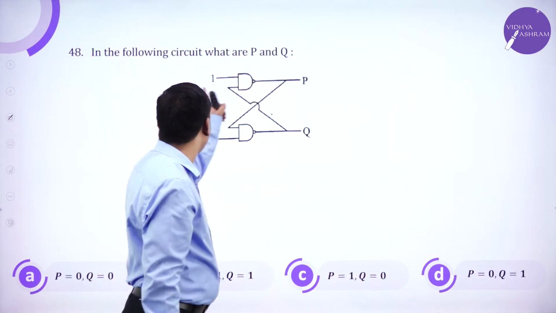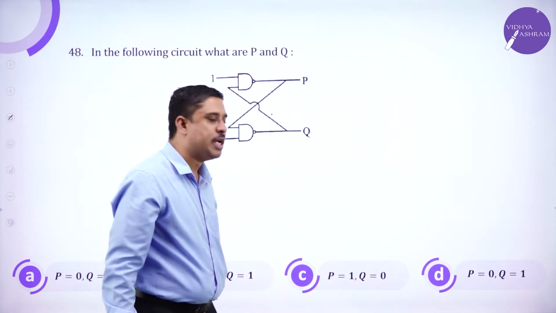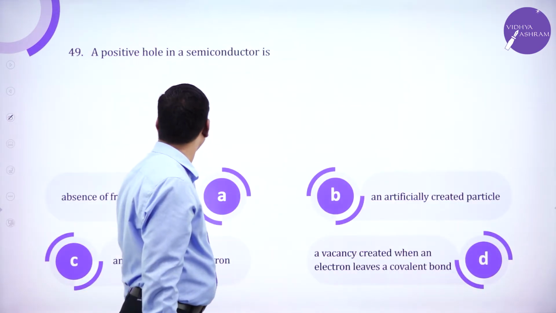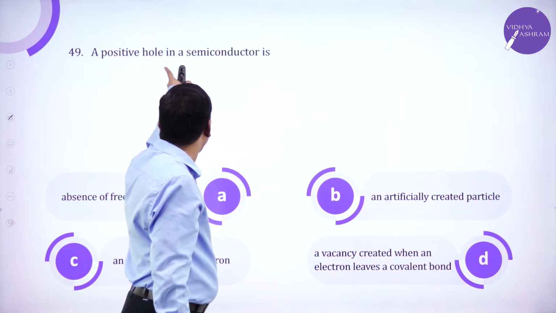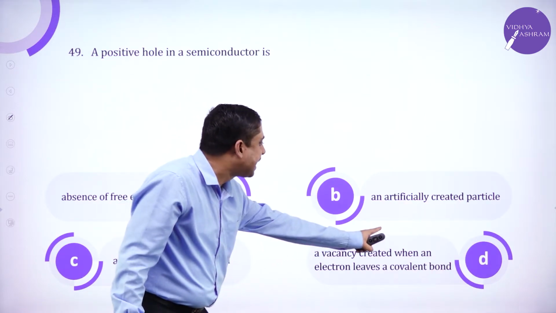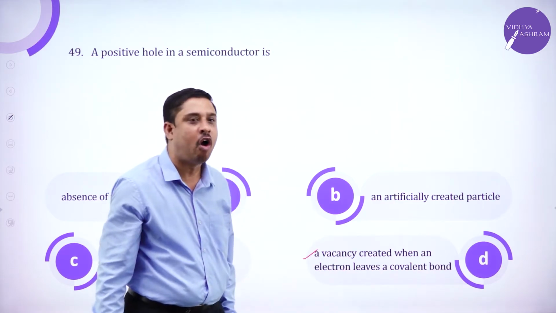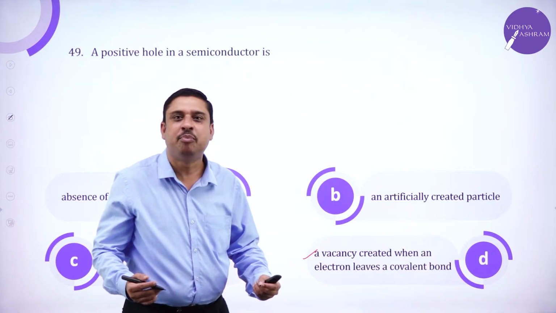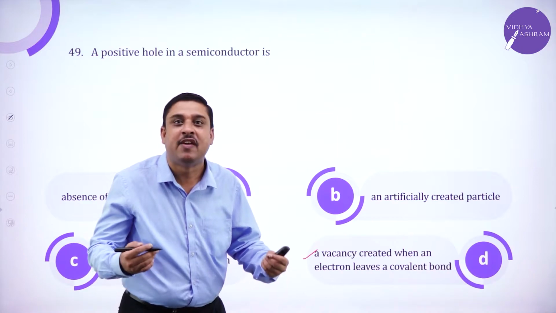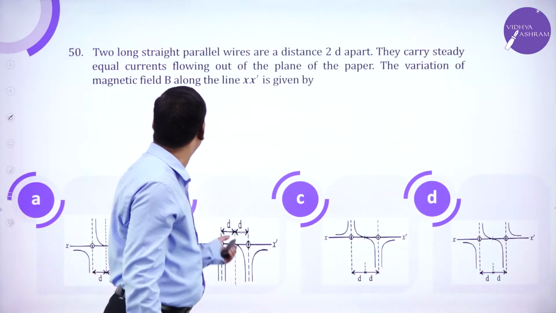Direct one. In the following circuit, what is the value of P? P is 0, Q is 1. Your timer circuit. You can refer to your books for the tables. A positive hole in a semiconductor is the vacancy created when an electron leaves a covalent bond. You say hole, it is nothing but a vacancy. When an electron jumps, it leaves a vacancy. That vacancy is called a positive hole.